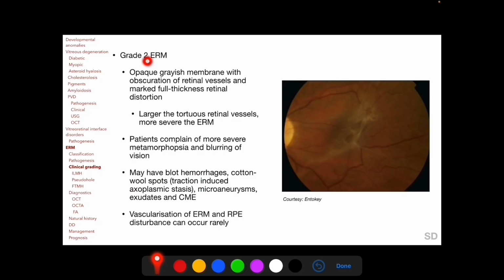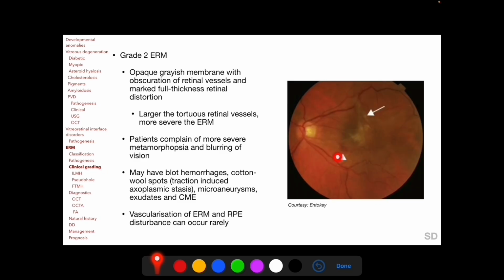Grade 2 epiretinal membranes appear opaque and grayish with obscuration of retinal vessels and marked full thickness retinal distortion, as seen here in this clinical photograph. Patients with grade 2 epiretinal membranes complain of more severe metamorphopsia and blurring of central vision, and these patients may also have dot blot hemorrhages, cottonwool spots, microaneurysms, hard exudates, and cystoid macular edema.